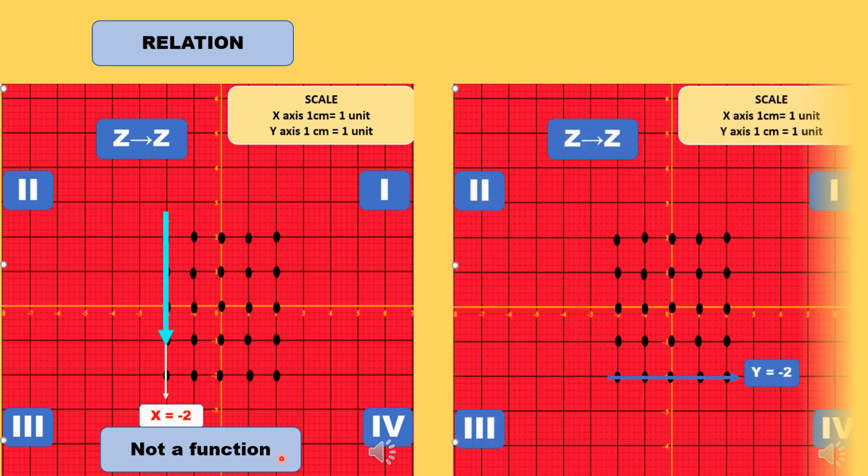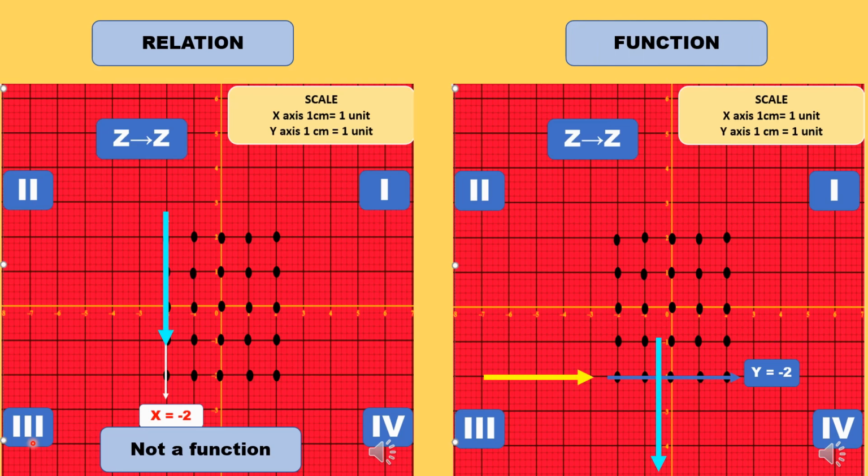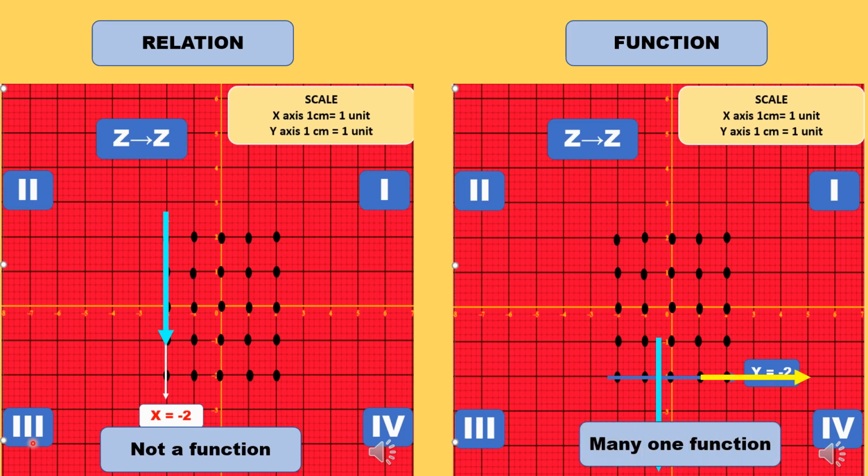Let's consider another set of points, that is y is equal to minus 2 relation. Let's check whether the relation is a function or not using the vertical line test. The vertical line intersects y is equal to minus 2 at one point, so it is a function. When it is a function, only then do we have to use the horizontal line test. The horizontal line test is used to check whether the function is one-one or many-one. Since the horizontal line intersects more than one point, it is a many-one function.